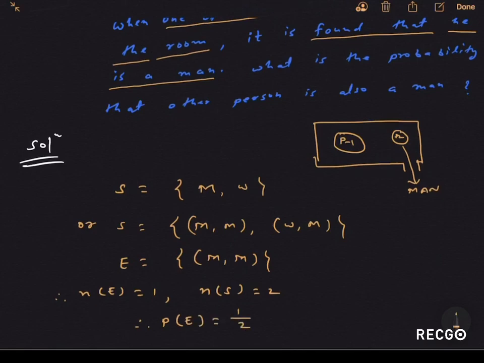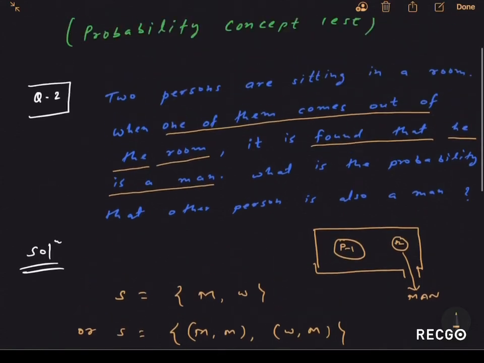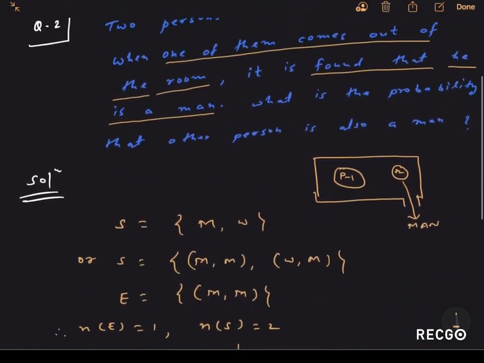So in this case also, they are mutually exclusive, equally likely and exhaustive cases. Therefore, in this case the probability is equal to 1 by 2. So as you can see, in both questions, the first time they look the same, but the answers are different.